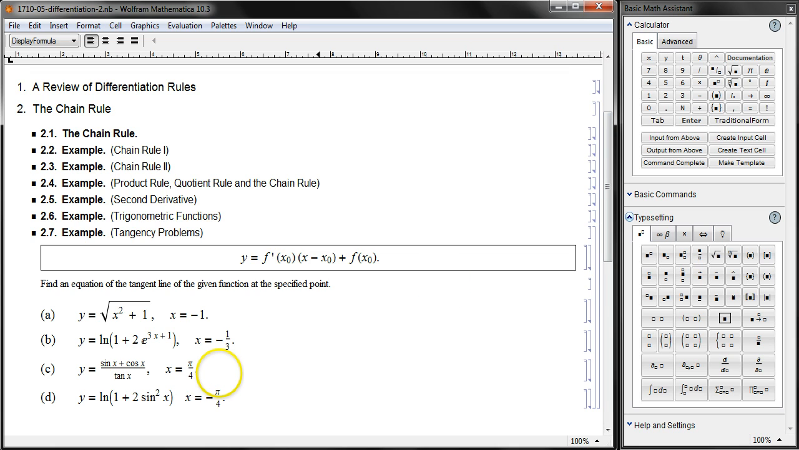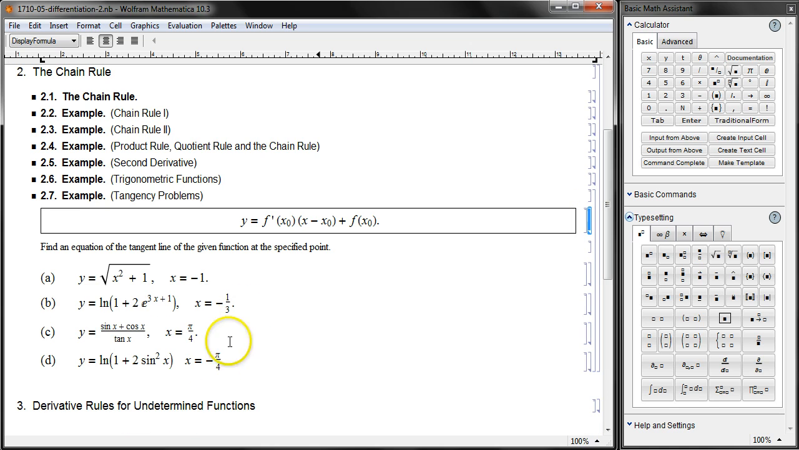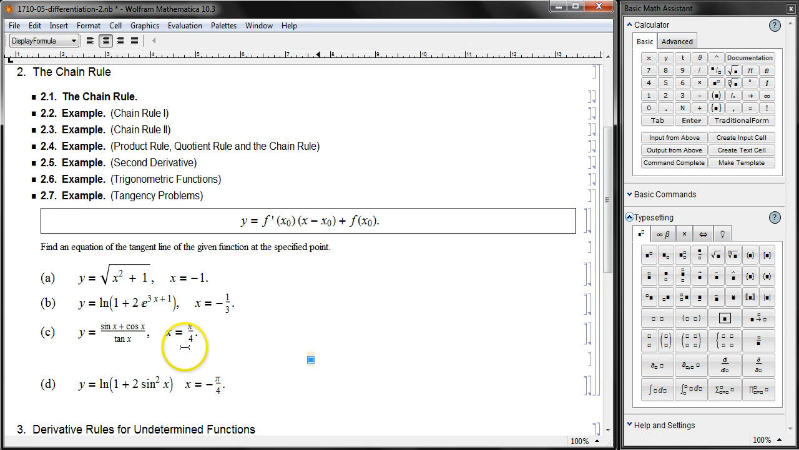Let's go back to a tangency problem, but this time with some trigonometric functions. How about this one? y equals sine of x plus cosine of x over tangent of x, evaluated at x equals pi over 4. Again, this is what we are looking for, the slope-point equation. We are looking for the y coordinate, derivative, and slope. Put all those together, we get the slope-point equation. Alright, let's go ahead and do this.